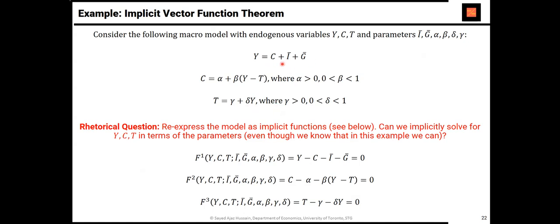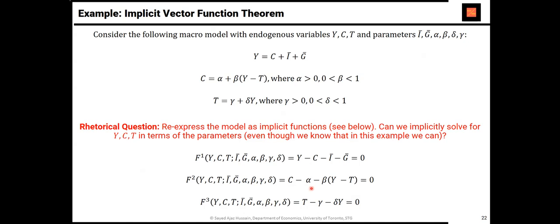Notice that if I rearrange these equations as I did previously, you get three implicit functions. And remember the variables were GDP, consumption, taxes. So you get three implicit functions, right? And three variables, y, c, t. And these parameters, you see the semicolon: investment, government spending, alpha, beta, gamma, delta, right? So these are your implicit functions, three of them. So you're given these equations right here.